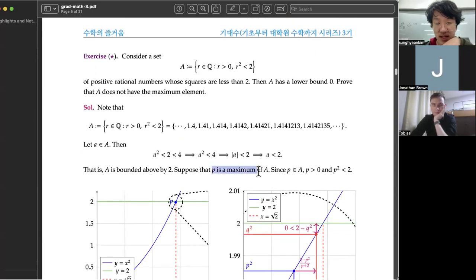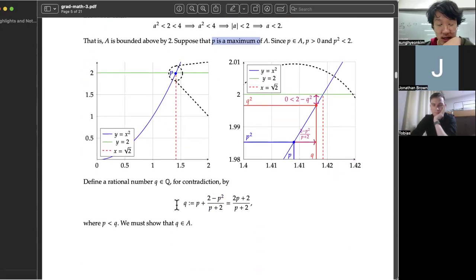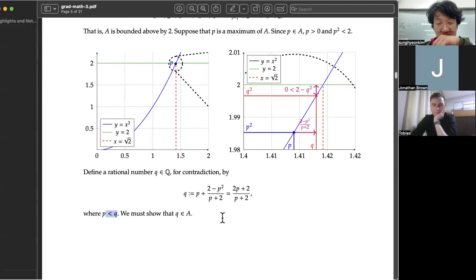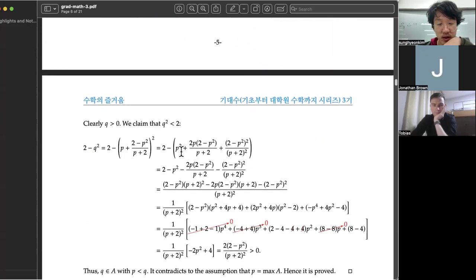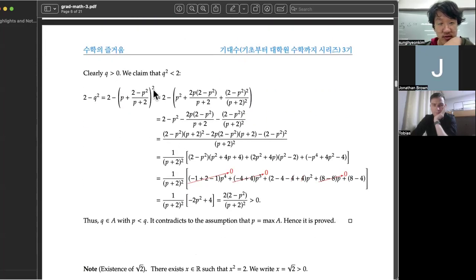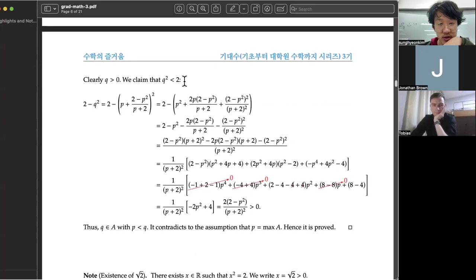it assumes P is the maximum of A. And if we show 2 is bigger than P, then actually there is no upper bound. If we solve this, we claim that Q squared is smaller than 2.